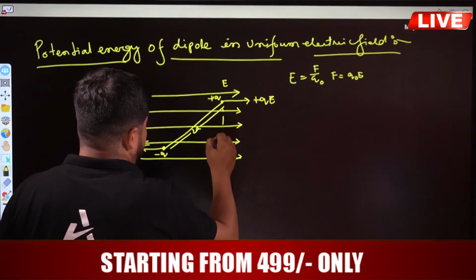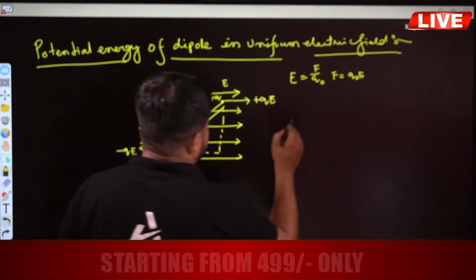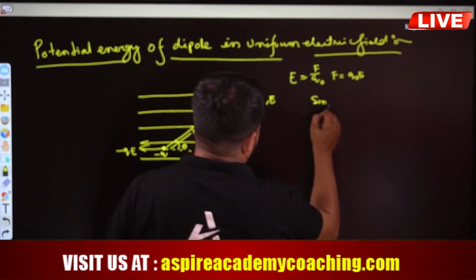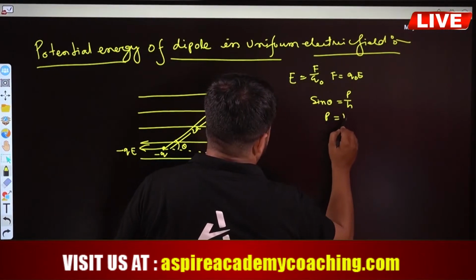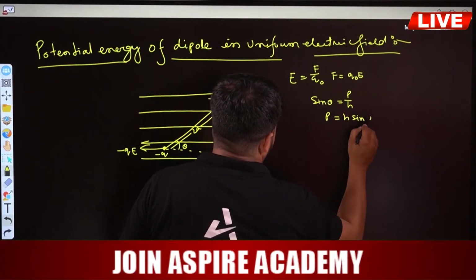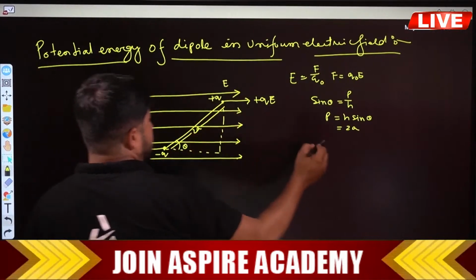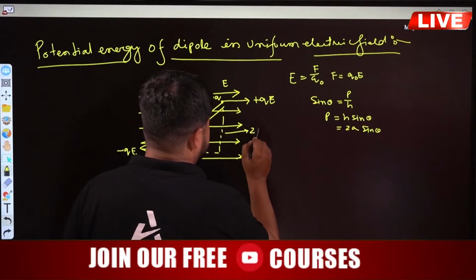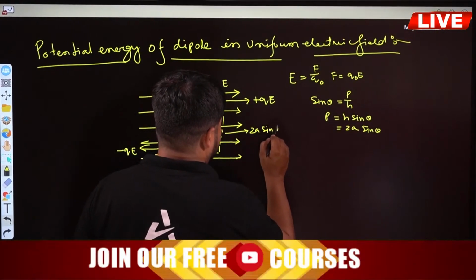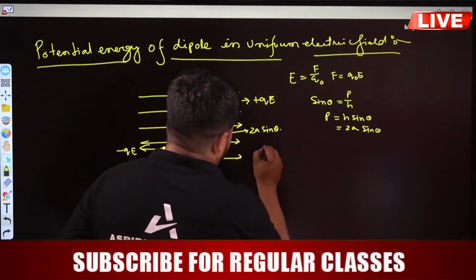Another thing, we have a perpendicular here, where theta will be considered. We know that sin theta is equal to perpendicular by hypotenuse. So perpendicular is equal to H sin theta. We can consider the hypotenuse as 2a. So the perpendicular distance is equal to 2a sin theta.